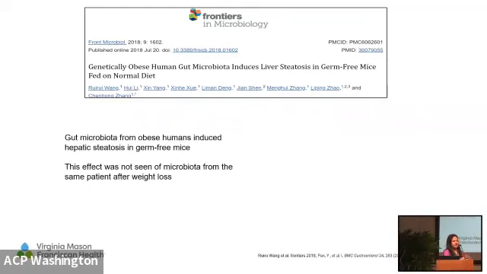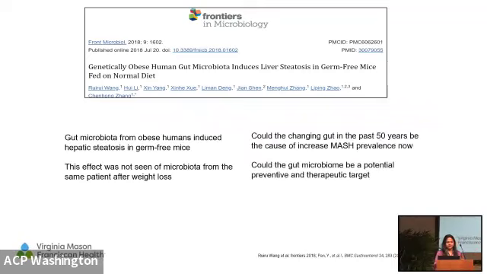But when the gut microbiome from that same patient after losing weight was put in mice, they did not develop steatosis. And that kind of brought up, with the last 40, 50 years, we have changed what we are eating. Our gut microbiome has changed. So has this also contributed to the increased prevalence of MASH? And should we be targeting our gut microbiome as a potential preventive and therapeutic target here?